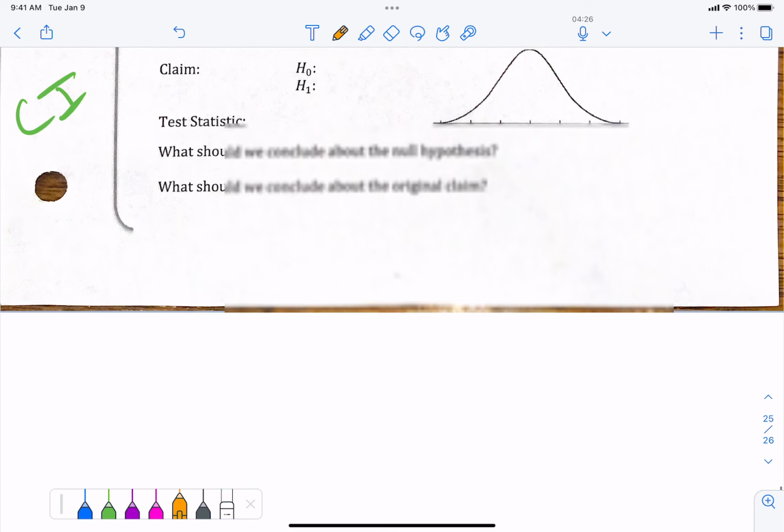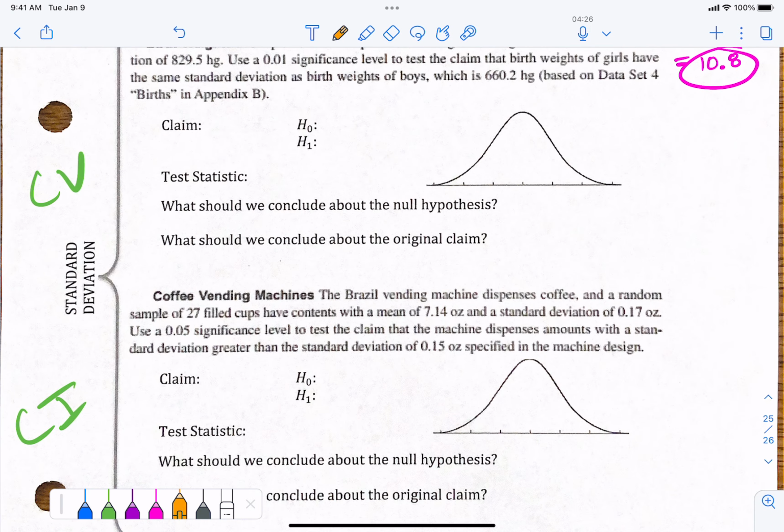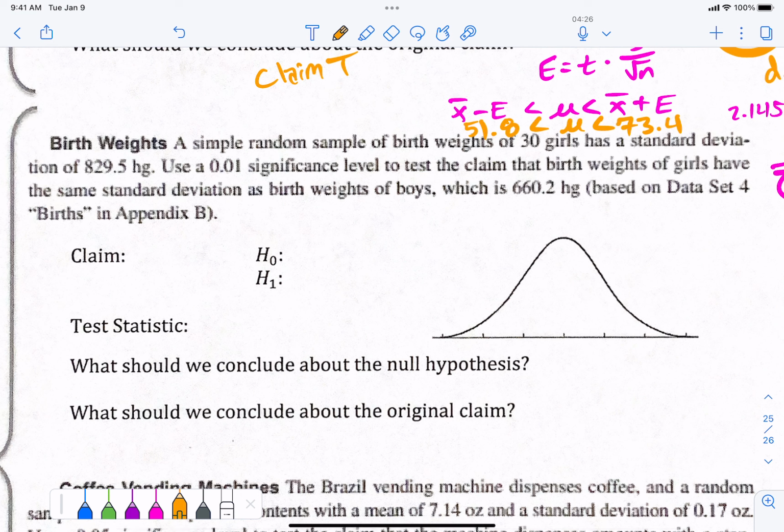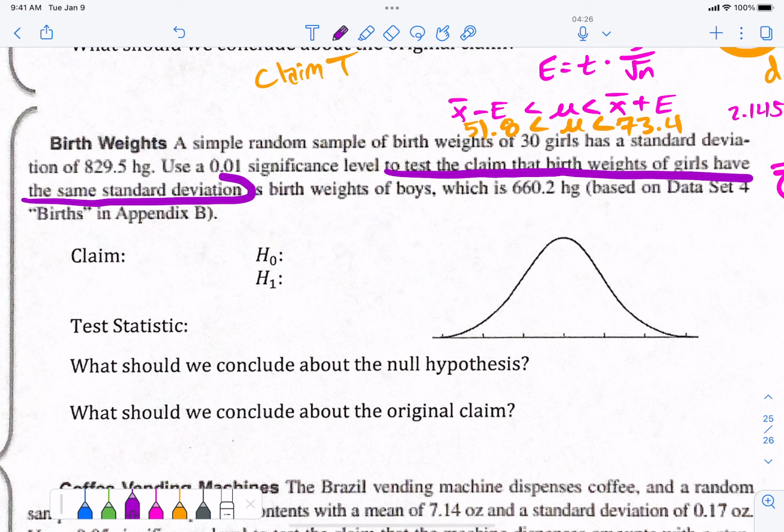Two left. Are we going to get through them? Oh, yeah, we've got 15 minutes. Critical value method for standard deviation. I don't tell you that this is standard deviation. To test the claim that the birth weights of girls have the same standard deviation, what symbol do we use? Sigma, equal to, and the standard deviation for boys is 660.2. That's what we're going to have for our sigma.